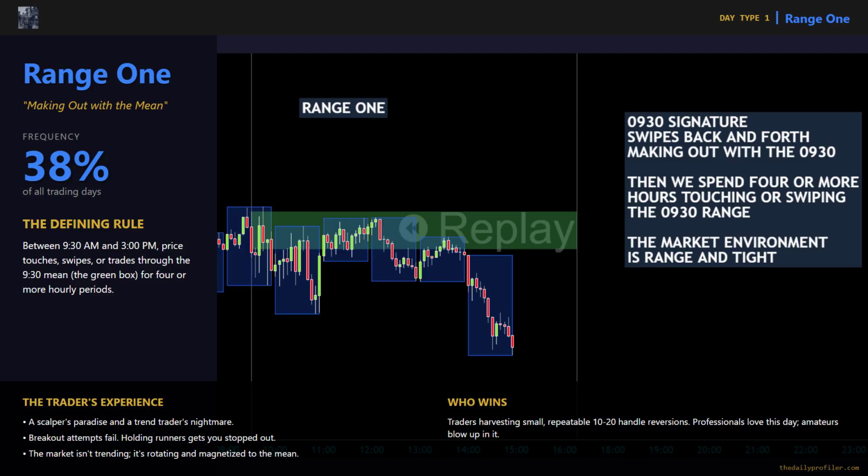Breakout attempts fail. Holding runners gets you stopped out. Every time you think it's finally going somewhere, it reverses right back. The market isn't trending. It's rotating. It's magnetized to that mean.